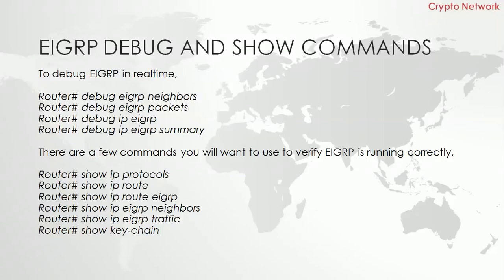To verify EIGRP, we have commands like show ip protocols that shows the parameters and current state of the active routing protocol. We have show ip route eigrp that shows a routing table with only EIGRP entries. We can verify with show ip eigrp traffic that shows the number and type of packets sent and received. Show key chain shows authentication key information.